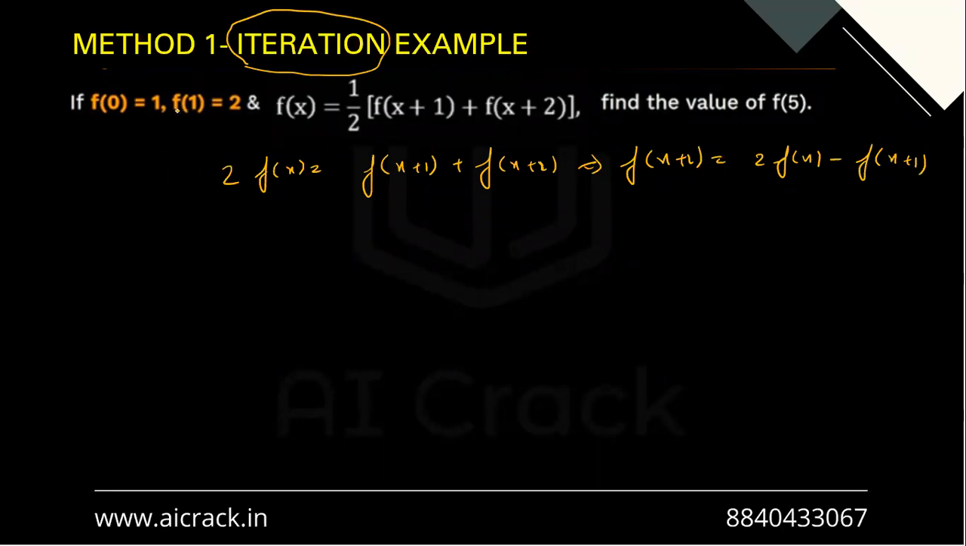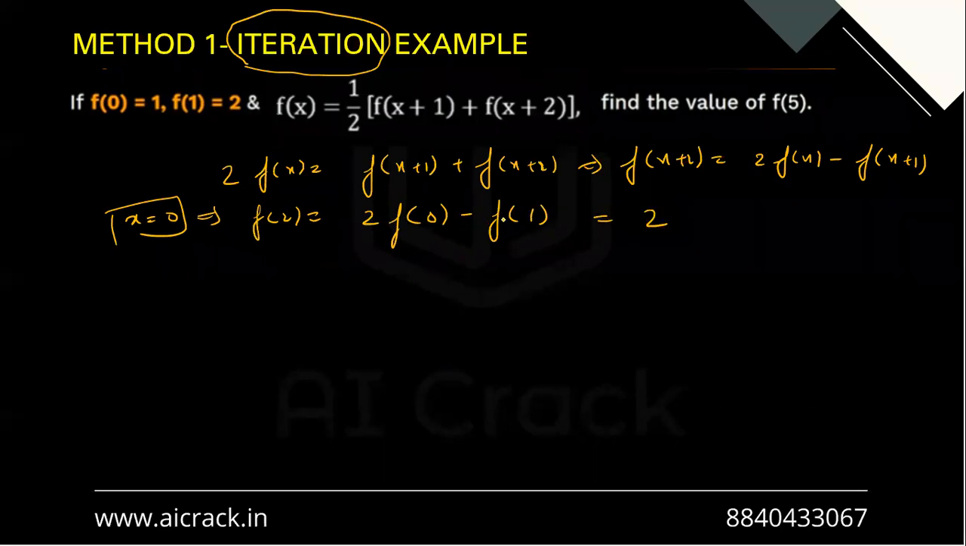Now we'll try to put in the values. We have been given f(0) equals 1, f(1) equals 2. So I can find the value of f(2) from here by putting x equals 0. Then we'll get f(2) equals 2 times f(0) minus f(0+1), that is f(1). So 2 times f(0) is 2, and f(1) is again 2, so 2 minus 2 would be 0.